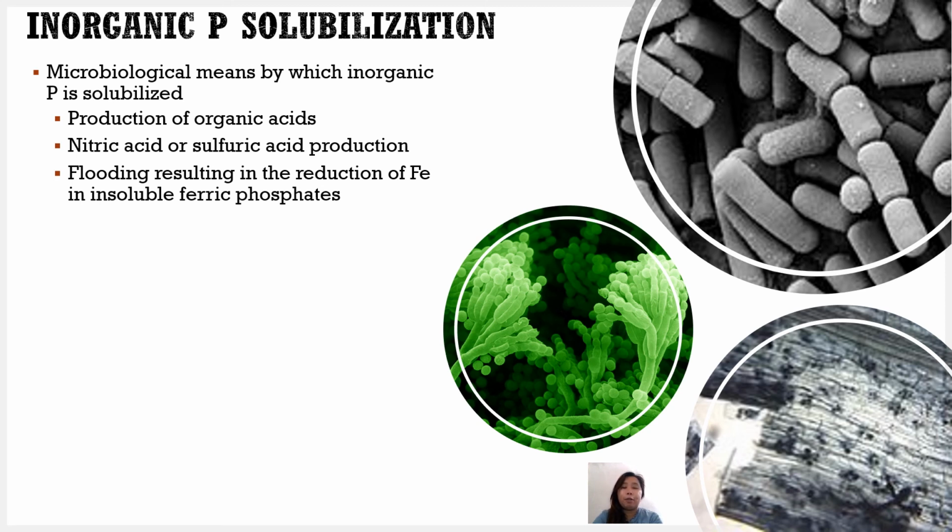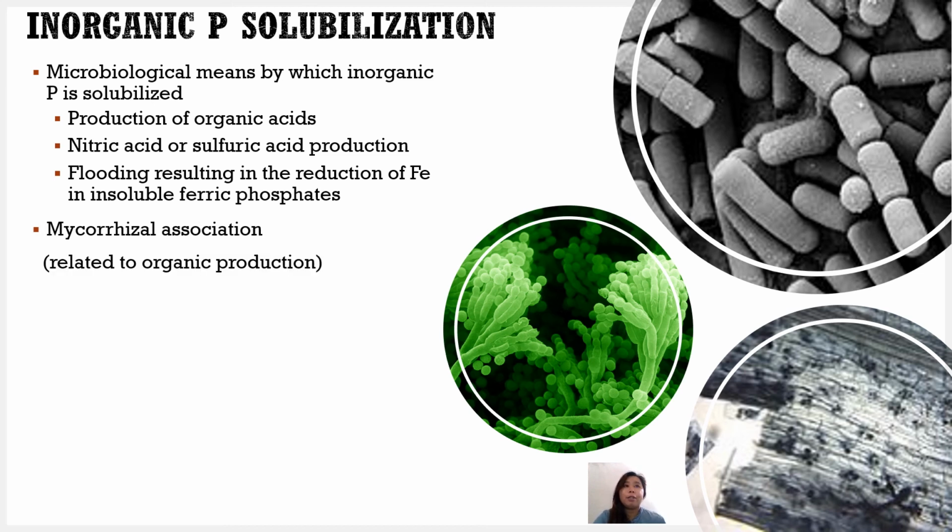It involves the production of organic acids, nitric acid or sulfuric acid production, and flooding, resulting in the reduction of iron in insoluble ferric phosphates. This can involve also mycorrhizal association.